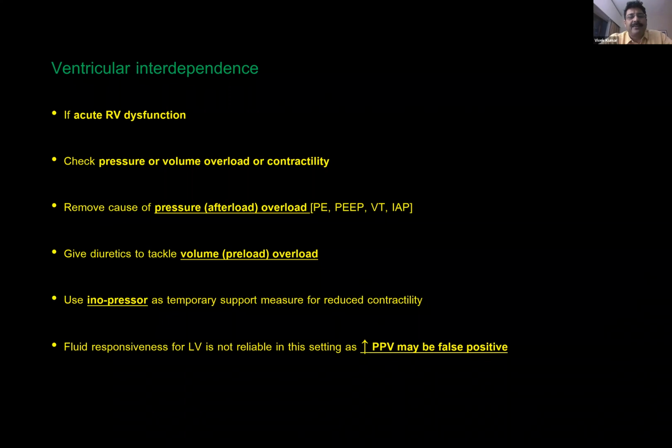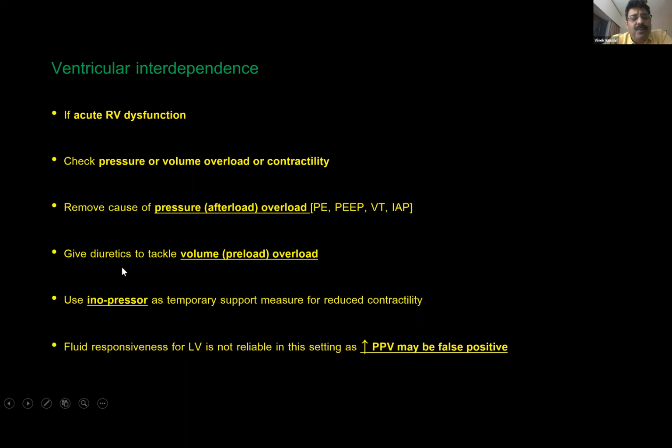So therefore, the last 3 concluding slides are on ventricular interdependence in acute cor pulmonale. If acute RV dysfunction is present, check whether it is pressure or volume overload or a contractility problem of the RV. Remove the cause of pressure overload, that is the afterload, by tackling pulmonary embolism, reducing the PEEP, reducing the tidal volume, and reducing the intra-abdominal pressures.